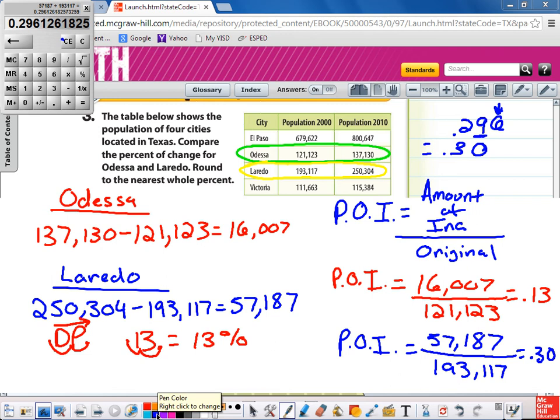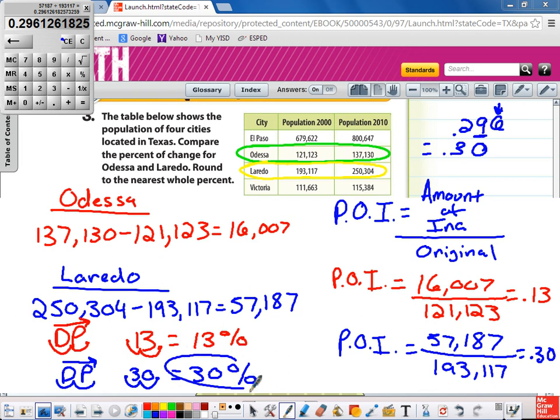For Laredo, my decimal was 0.30. So again, I'm going to use DP. I'm going from decimal to percent, so I'm going to move my decimal to the right 2 spaces, and that is going to give me 30%. So when I look at my answers, I see that Laredo had the bigger increase with 30%.